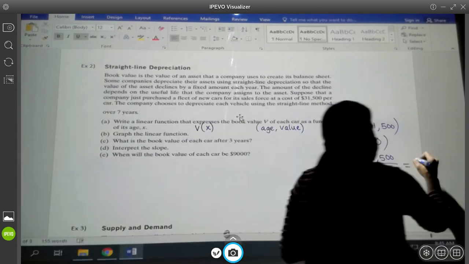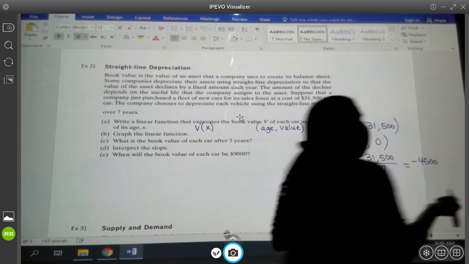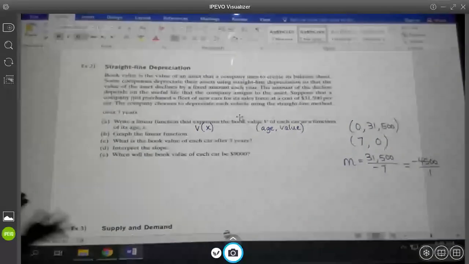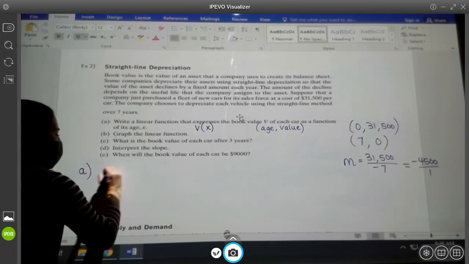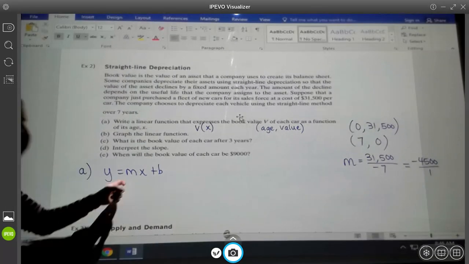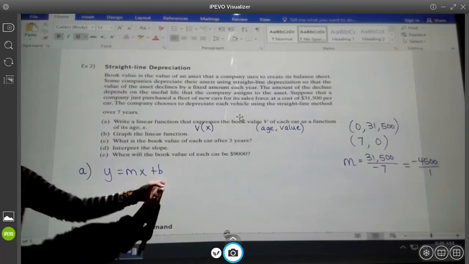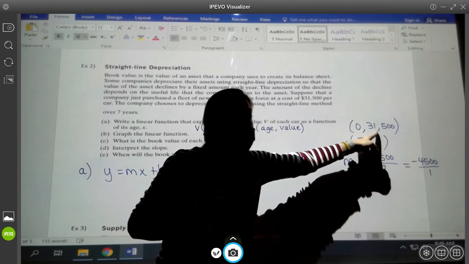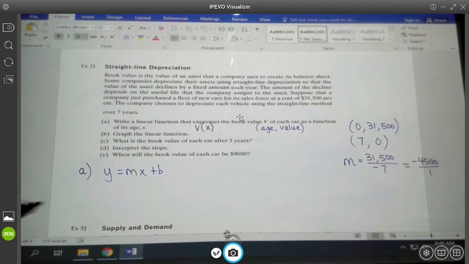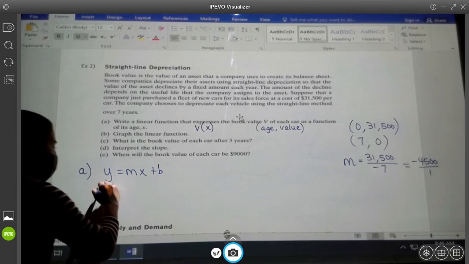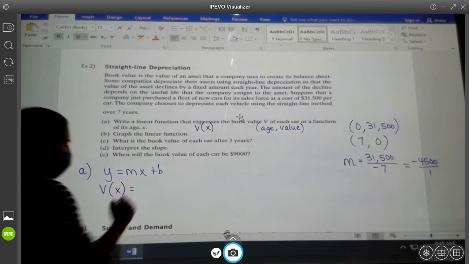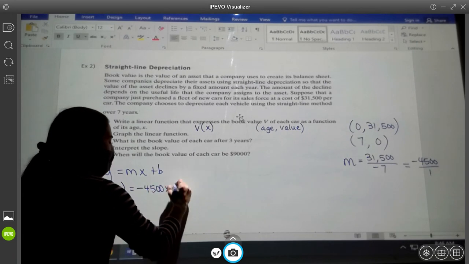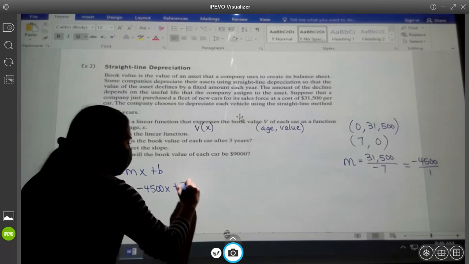All right, so if we want to write a linear function, y equals mx plus b, we just found the m. The y-intercept, guys, is b. At age 0, what is the start value? 31,500. So you already know the slope, and you already know the y-intercept. So we're going to do value as a function of x is equal to our slope, -4,500x, plus the b, which was 31,500, the initial value of the car. Is everybody okay with that? Nice and easy, hopefully, yes? At home, are we okay? Okay, like I said, hopefully nice and easy.